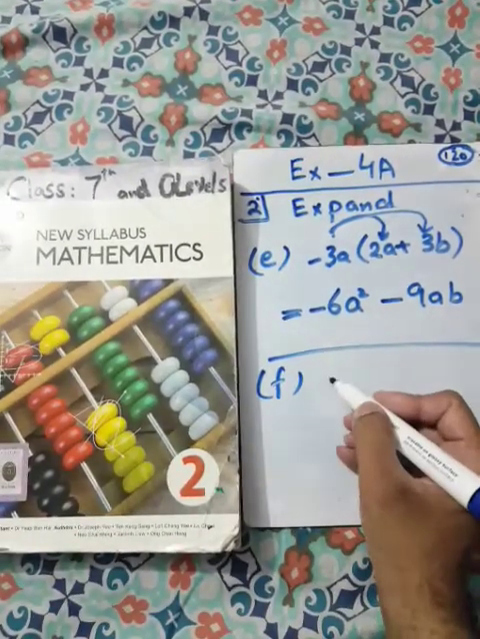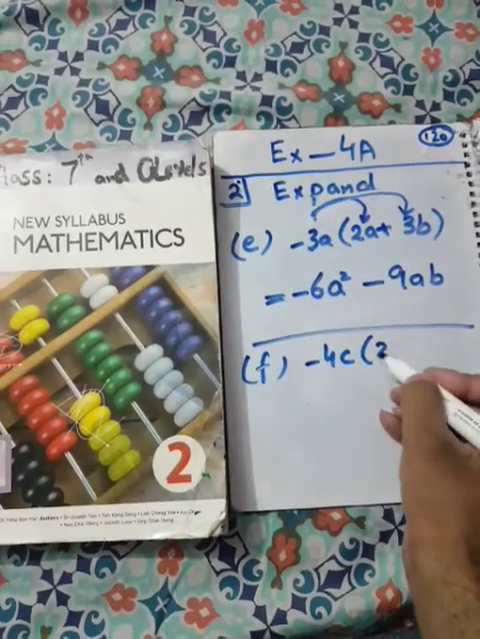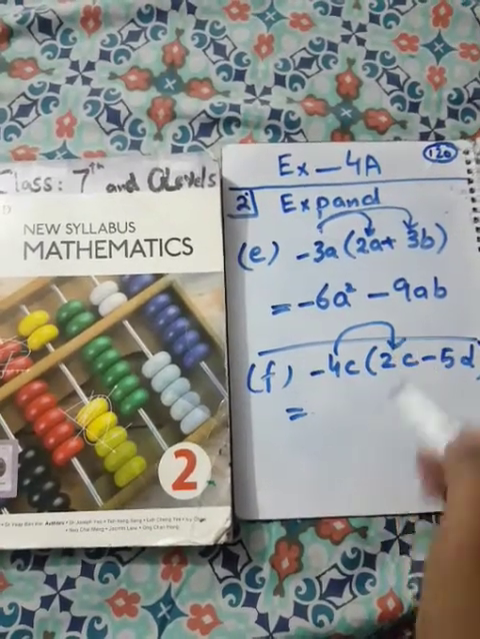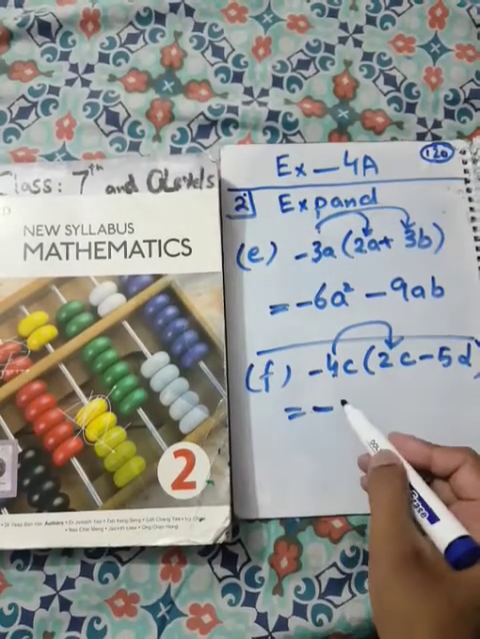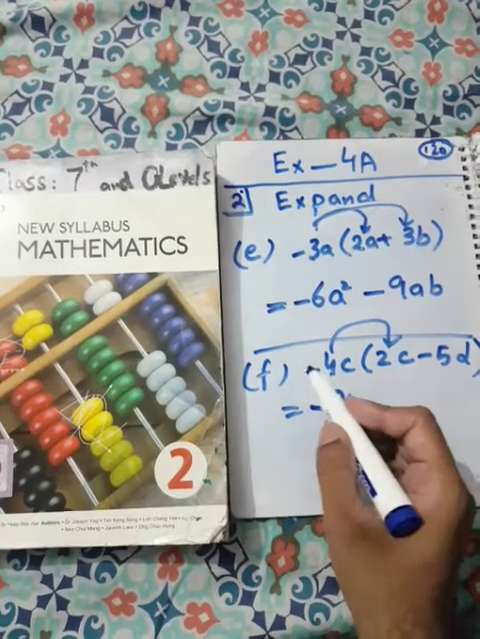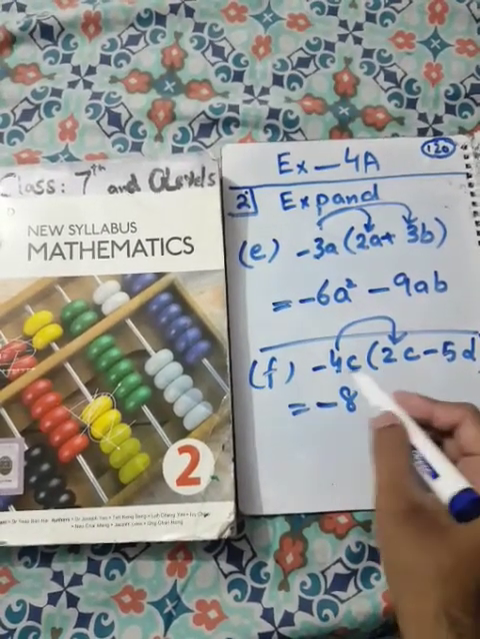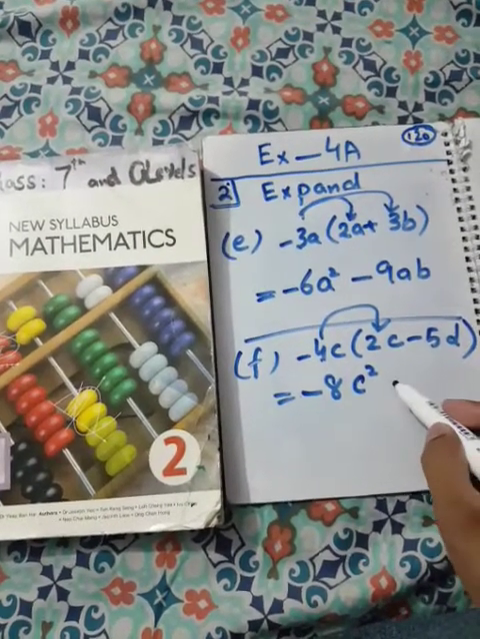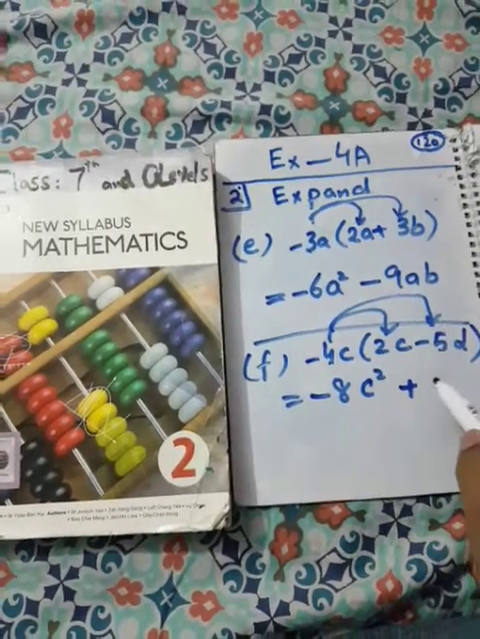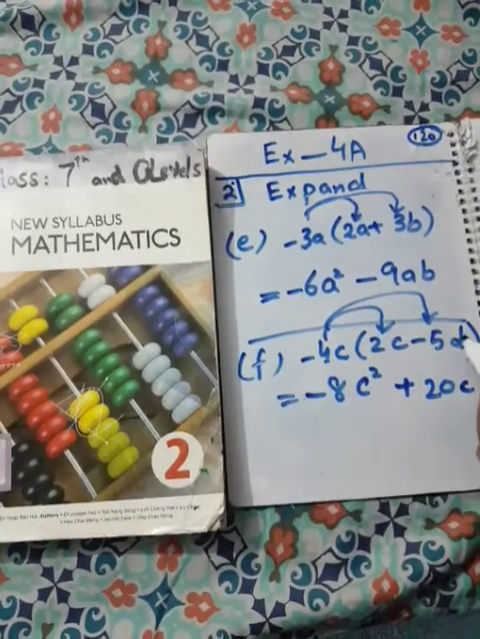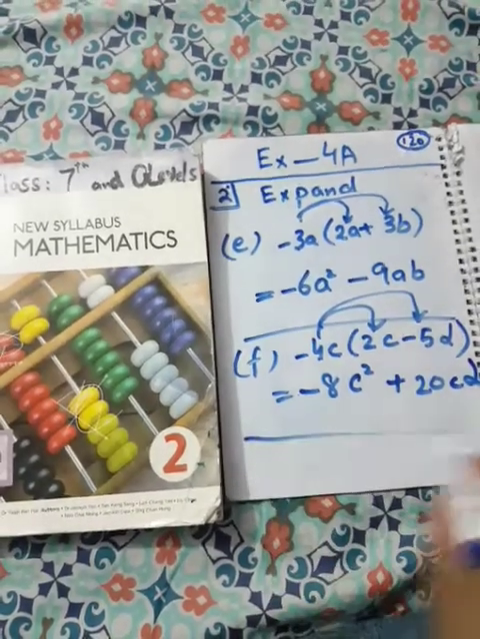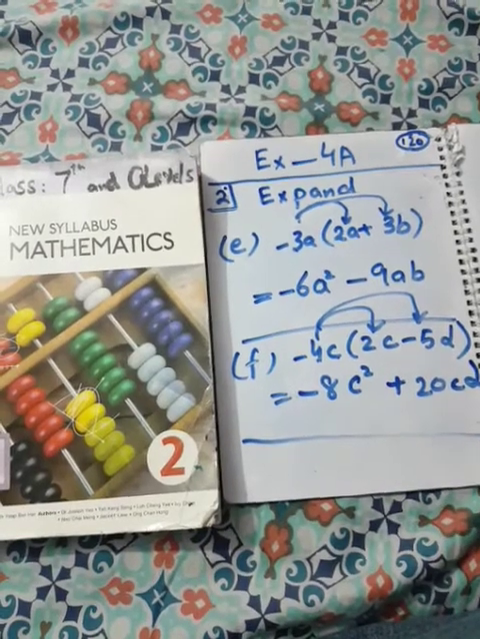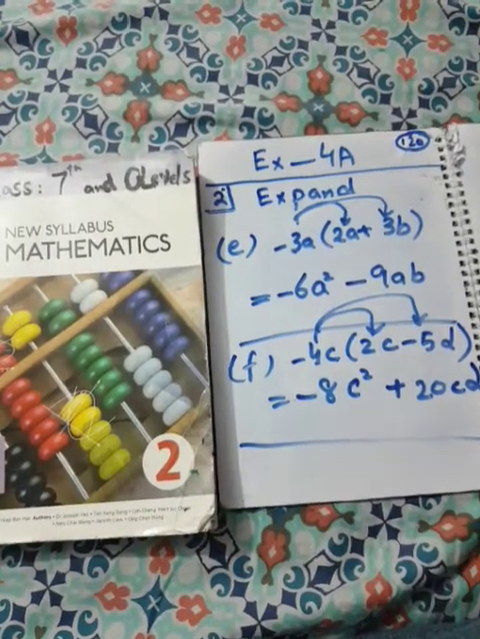Part number F now. Minus 4c into 2c minus 5d. 4c will be multiplied with 2. 4 times 2 will be 8, but with the minus sign. Since 2 is positive, 4 is negative. Minus 4 times 2c gives minus 8, c times c is c square. Because of the minus sign outside of the bracket, the sign inside the bracket will be changed into positive. 4 times 5 will be 20, and c with d is cd. The question has been finished. You can make a note of it and I shall remove it and do the next parts. Be ready to learn the next parts.